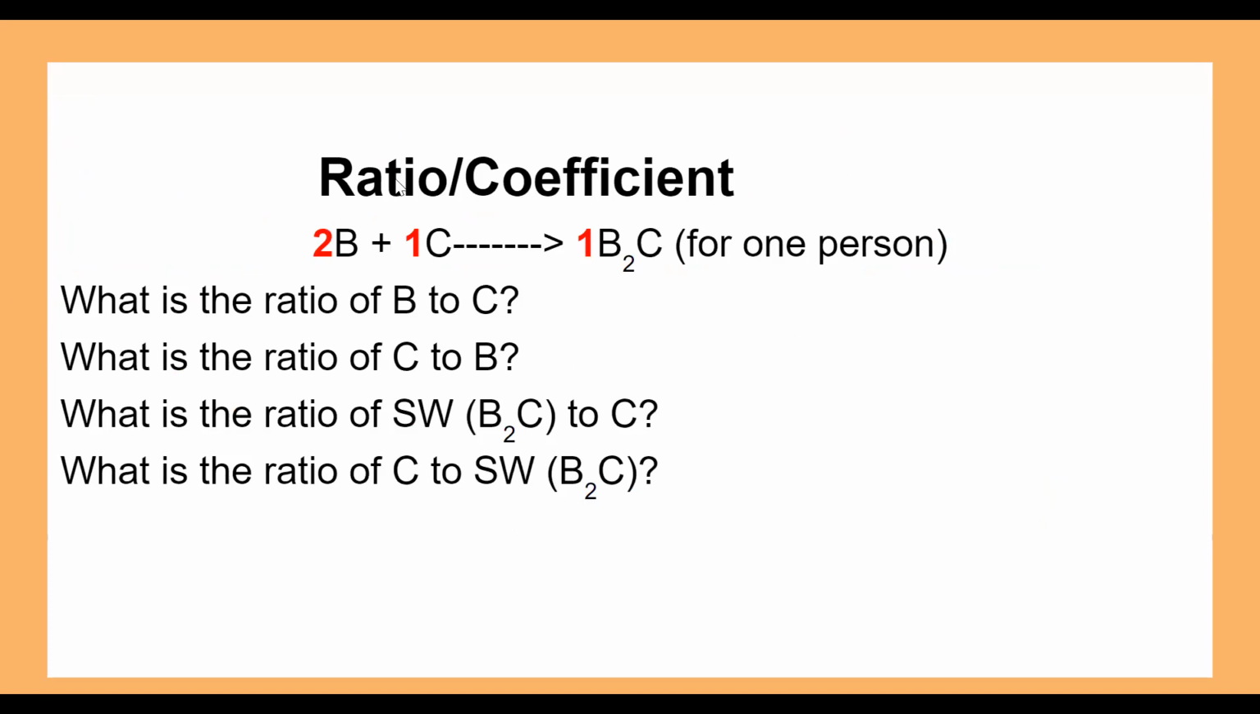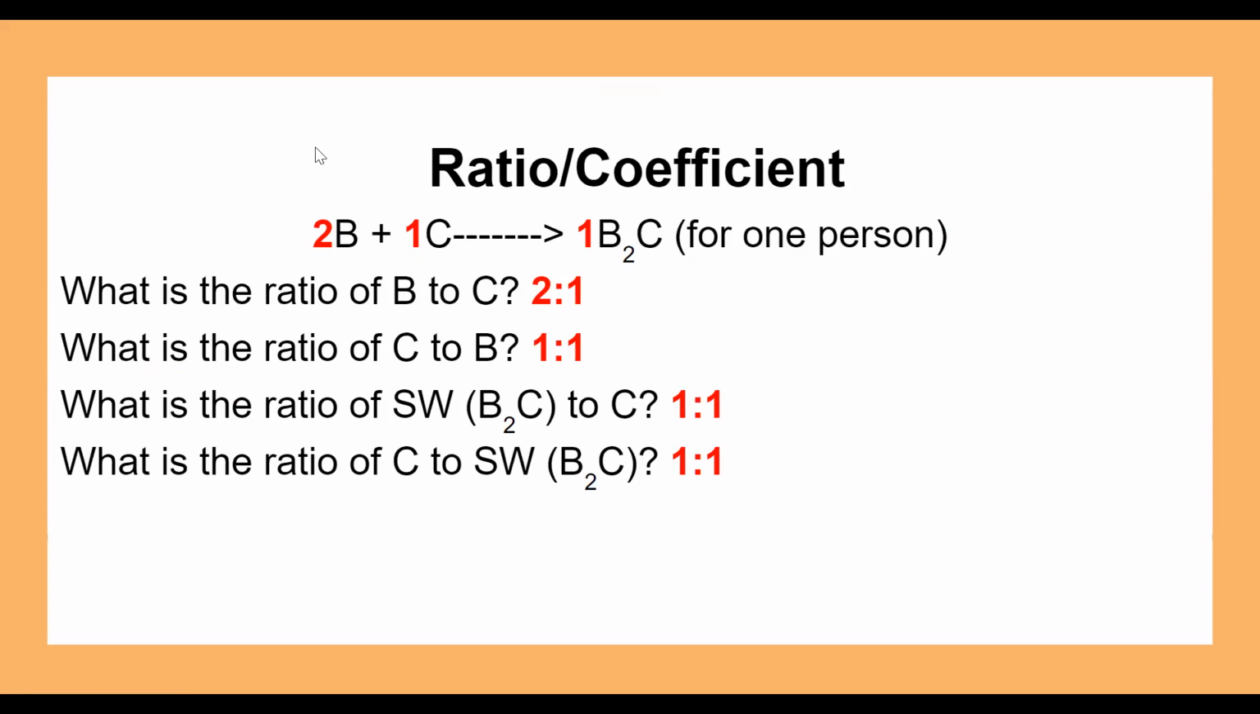So let's look at the ratio, which is here. We use coefficient as ratio. We say, what is the ratio of B, that is slices of bread, to slices of cheese? What is the ratio of slices of cheese to slices of bread? What is the ratio of sandwich to slices of cheese? What is the ratio of slices of cheese to sandwich? So in doing this, we have to use these coefficients as ratios.